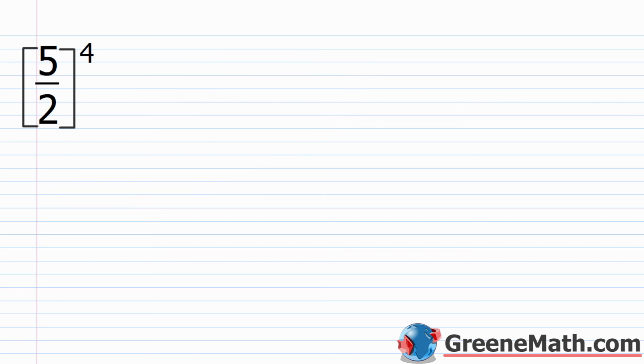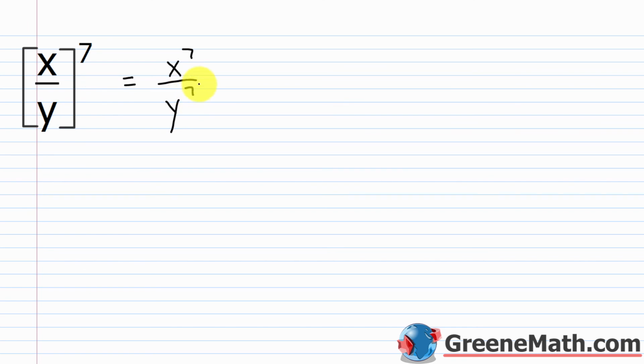What about 5 halves raised to the 4th power? Well, again, I would just take 5, the number in the numerator, raise that to the 4th power, and put this over 2, the number in the denominator, raise that to the 4th power. What about x over y raised to the 7th power? Again, all I'm going to do is take x, that's what's in the numerator, and raise it to the 7th power. Put this over y, which is in the denominator, and raise that to the 7th power.